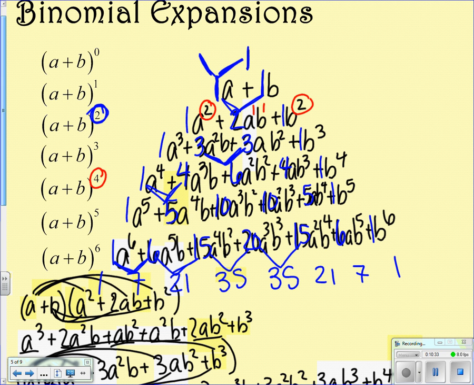Let's get down to the 4. Those add up, well, it's just a 4. 3 plus 1 is 4, 2 plus 2, 1 plus 3, and then 4. They always add up to the exponent that they give you right here.